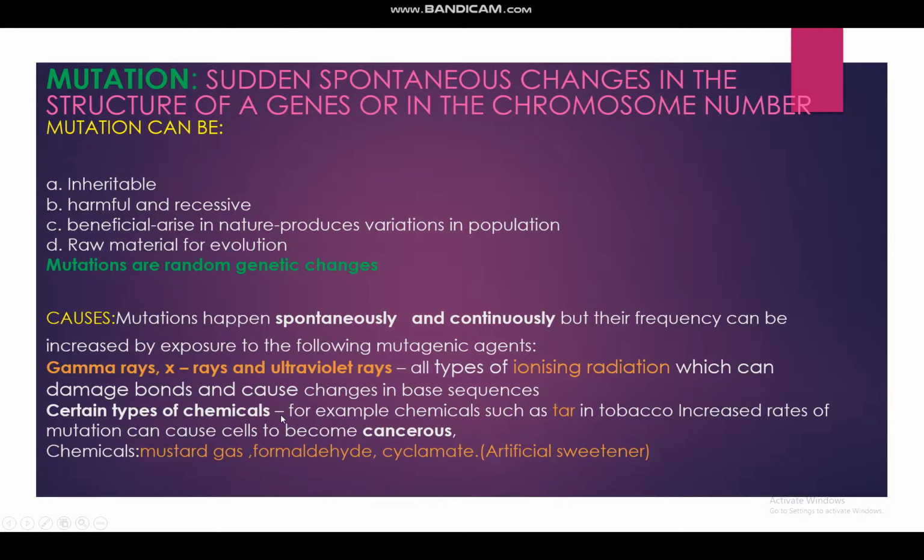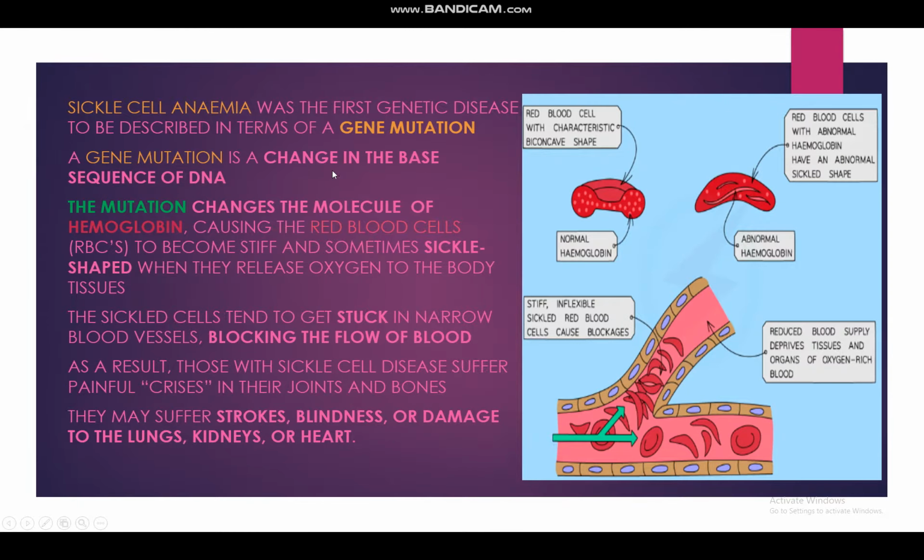Besides it, there are certain types of chemicals, for example tar in tobacco, which increases the rate of mutation and can cause cells to become cancerous. Other chemicals which also cause mutation are mustard gas, formaldehyde, and cyclamate, the artificial sweetener.